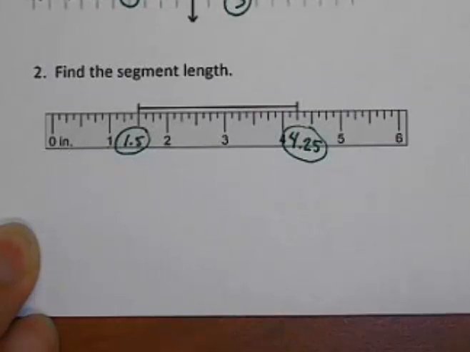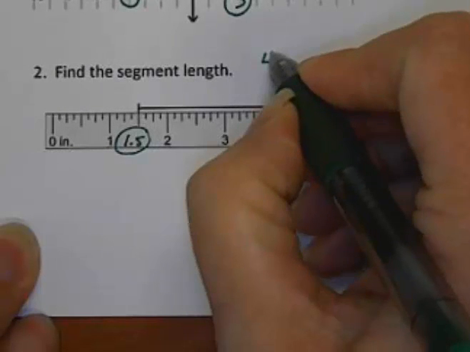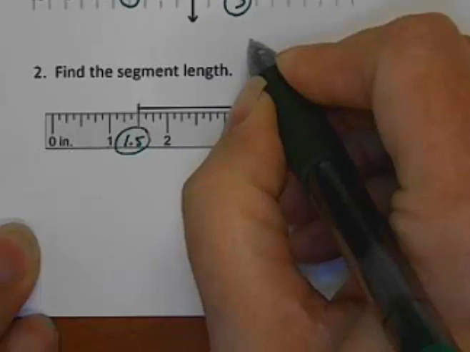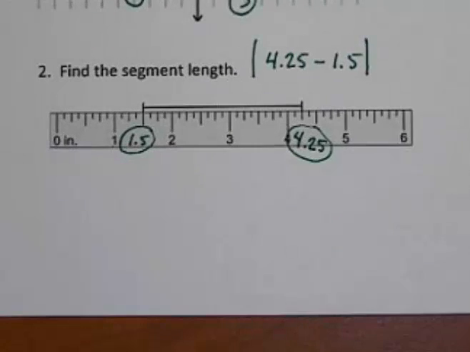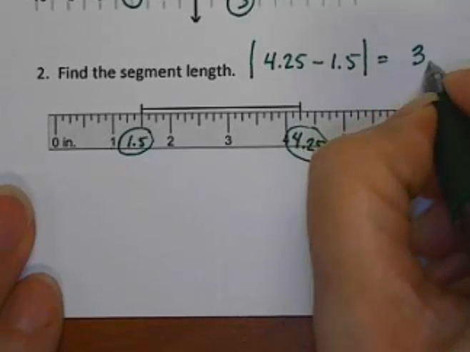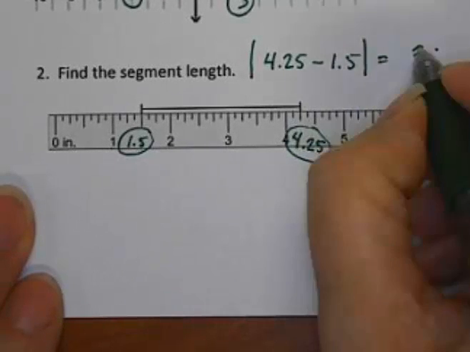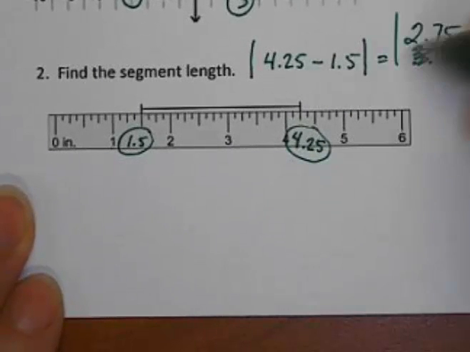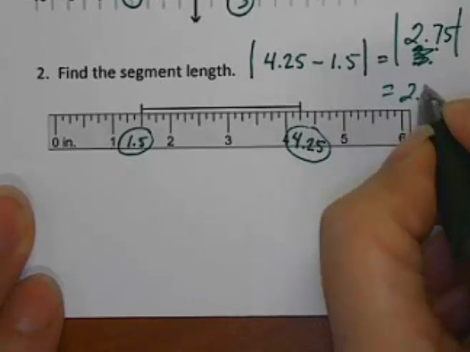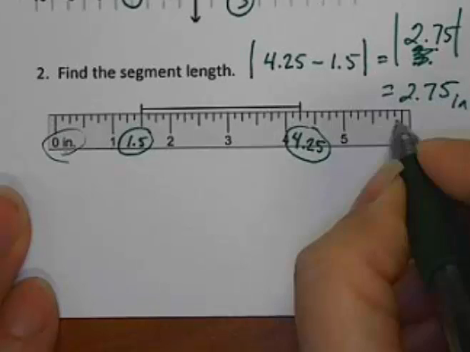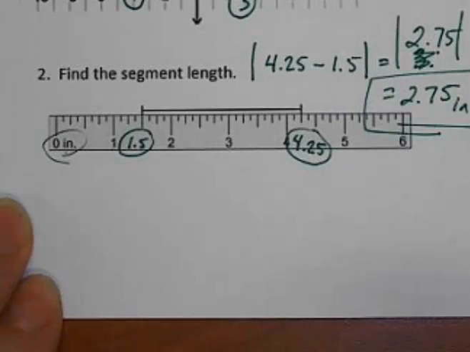Okay, let's apply the ruler postulate. Subtracting those to find the difference, 4.25 minus 1.5, and then putting that in absolute value. The difference between 4.25 and 1.5, that's 3 point, no, that's too big. What is that? That's 2.75, and the absolute value of 2.75 gives me a final answer of 2.75. These are units of inches, so I'll call it 2.75 inches. That's the segment length.